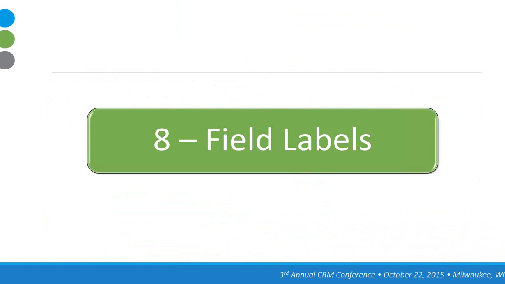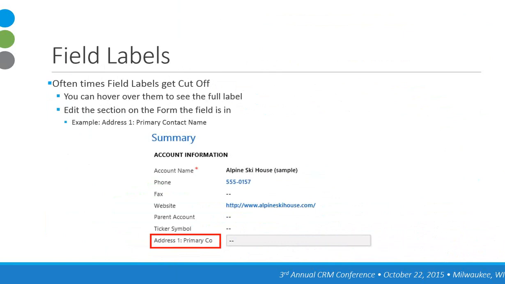Next thing we would like to talk about briefly is some information on field labels. Oftentimes field labels get cut off on the form, and people always wonder if there's any way to show more space or give more space to that label. You can hover over the label to see the full text. In this example, you can see the address 1 primary contact name field, and it gets cut off relatively early.